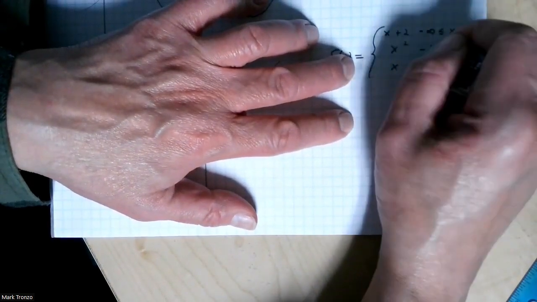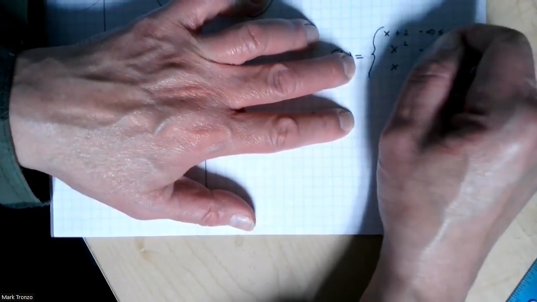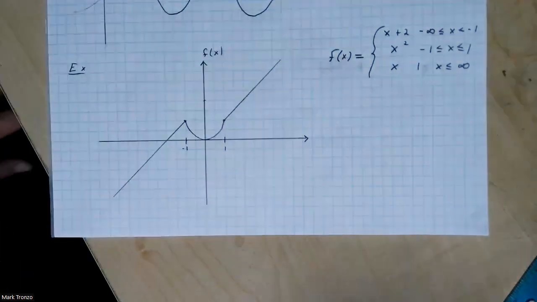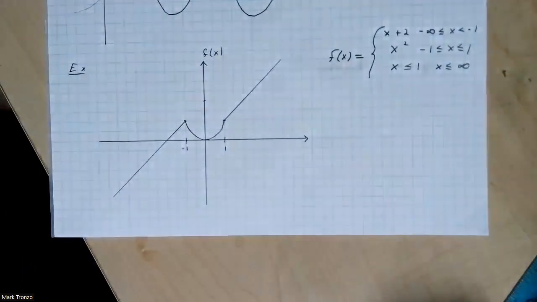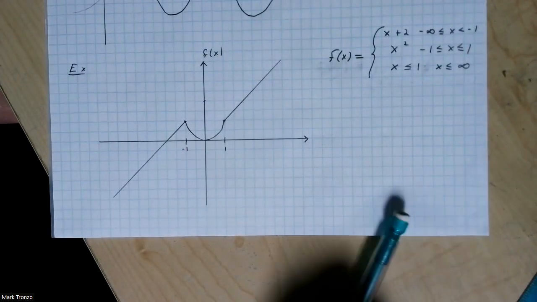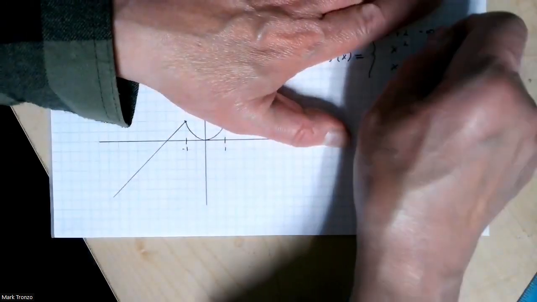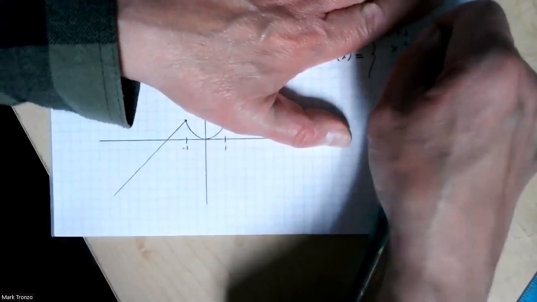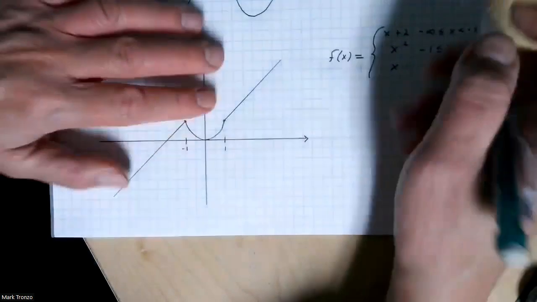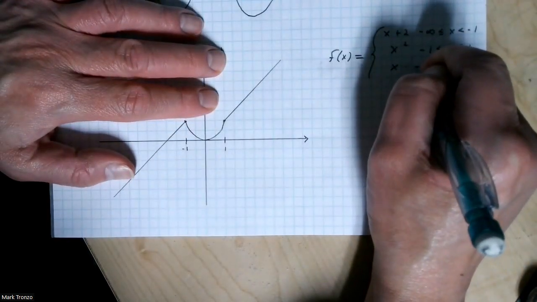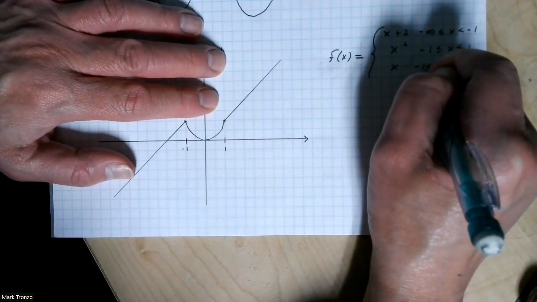I probably should have made one of these not equal. Let me fix that. So something like, excuse me, that should be, what am I doing here? Sorry. This should be -1, like that.